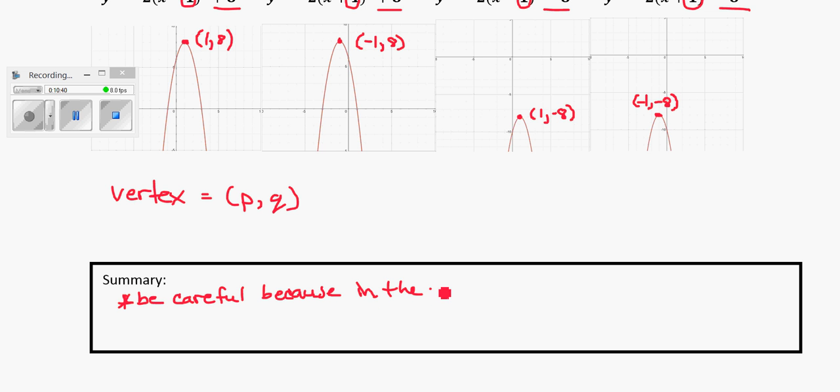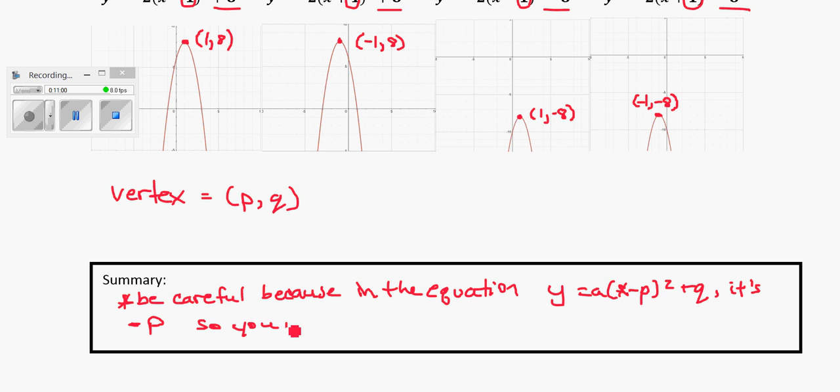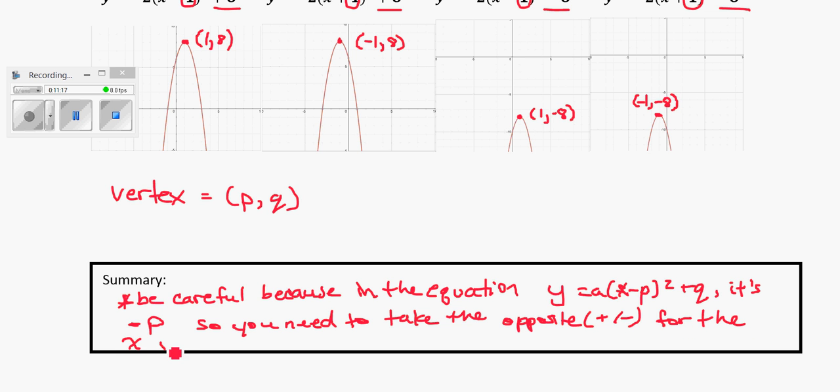Because in the equation that we keep using, it's negative p. So you need to take the opposite sign, so positive versus negative, for the x vertex coordinate.